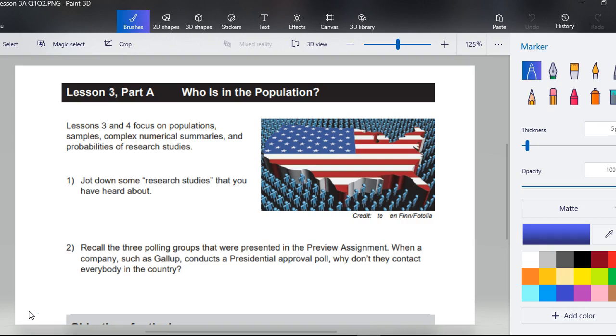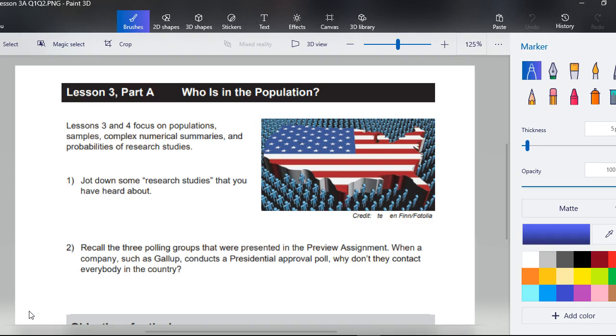Looking at question 1, jot down some research studies that you have heard about. Consider advertising, television, radio, experiences in hospitals, experimental studies, but research studies that you have heard about. Jot those down. Recall the 3 polling groups that were in our preview.